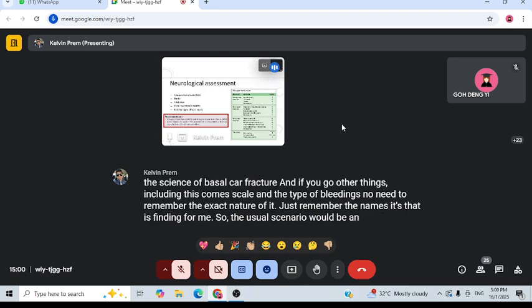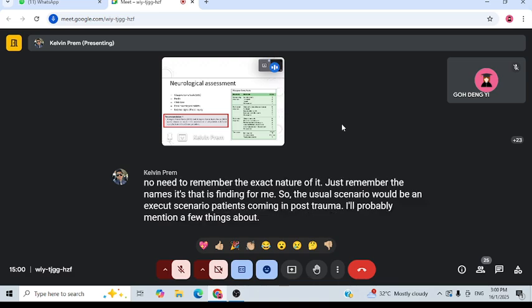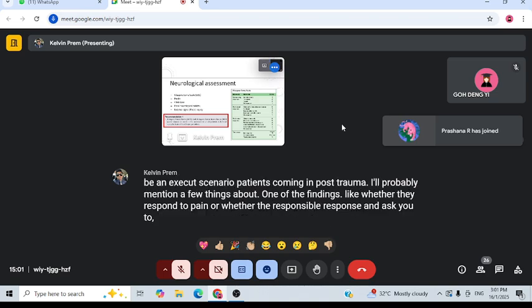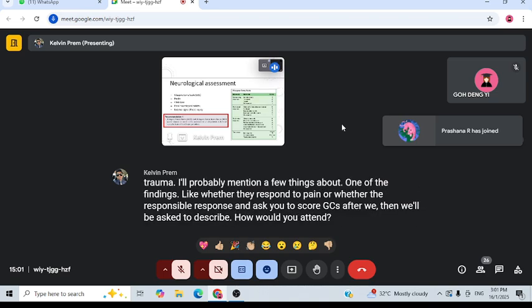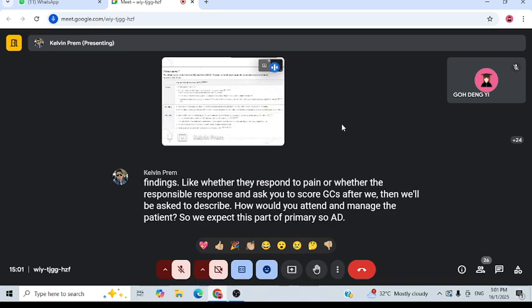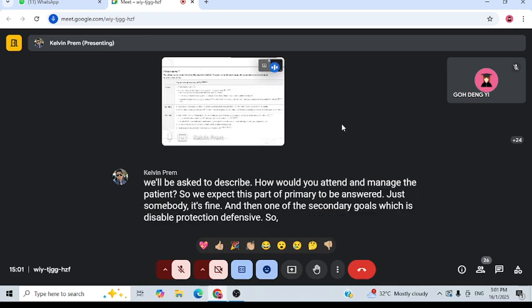So the usual scenario would be an SAQ scenario. Patients coming in post trauma. I will probably mention a few things about their findings, like whether they respond to pain or whether they respond to verbal response, and ask you to score a GCS. After which, you'll be asked to describe how you would attend to and manage this patient. So we expect this part of the primary survey to be answered. Just a summary, and then what are the secondary goals, which is the cerebral protection, to be answered as well.